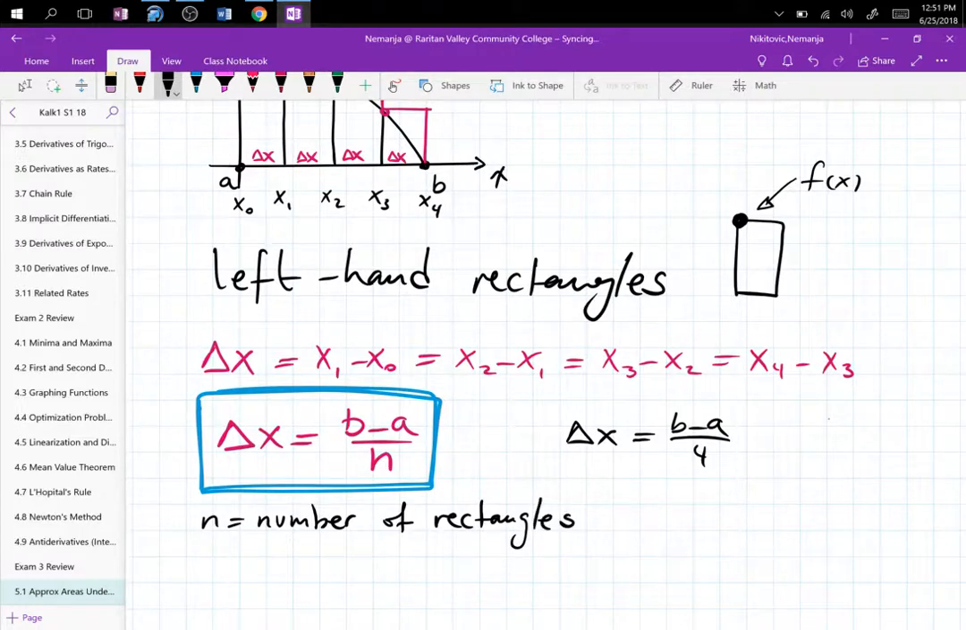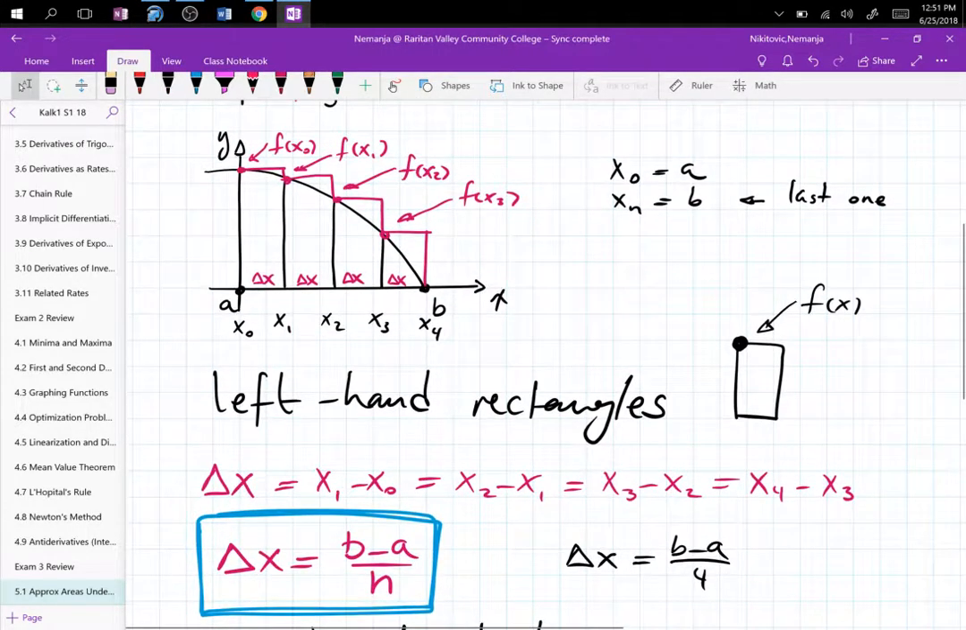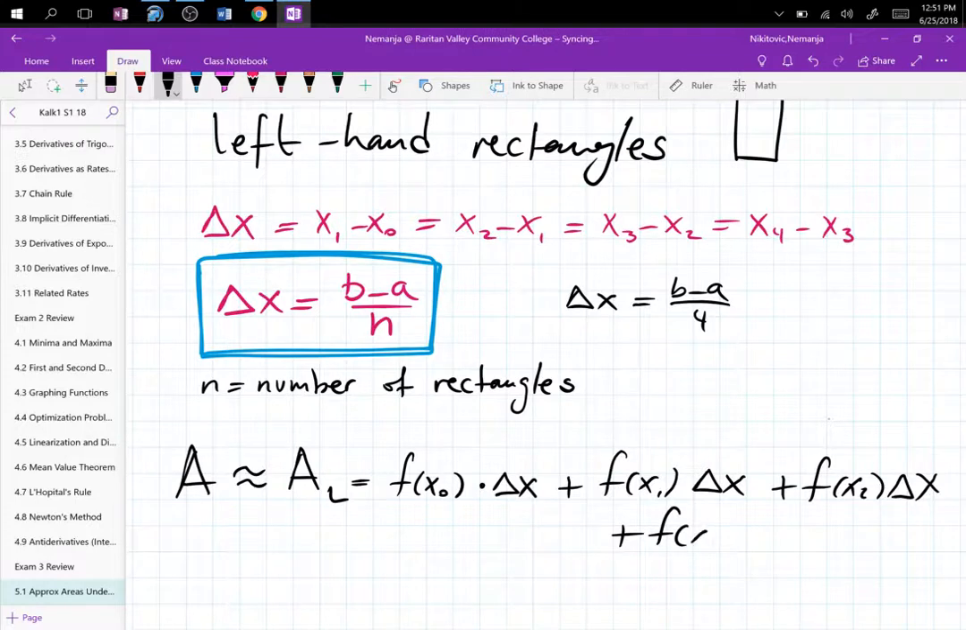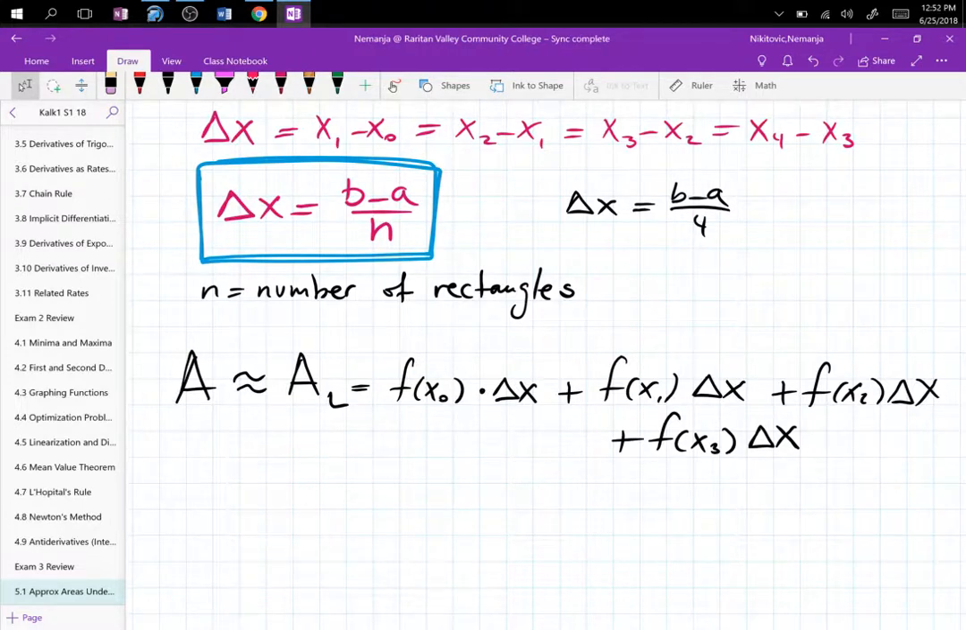All right, great. Let's then write the area. Area is approximated by, and I'll put AL, area of the left-hand rectangles, right? So what do I have? I have the first rectangle, which is going to be f of x0. Guys, f of x0 is the height of the first rectangle times delta x on the bottom, plus f of x1 times delta x plus f of x2 times delta x, and finally plus f of x3 times delta x.